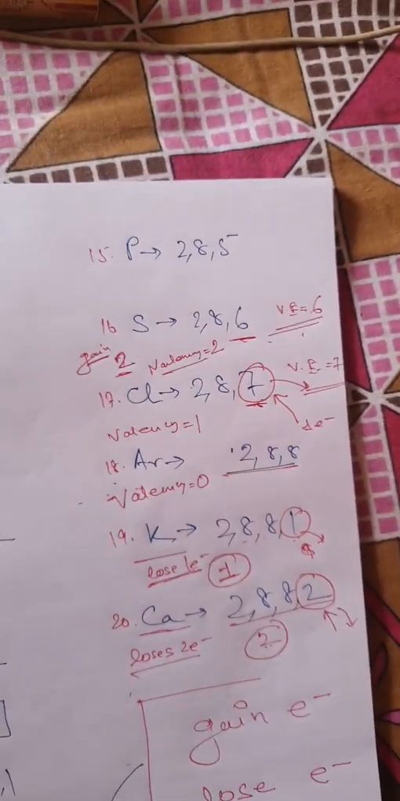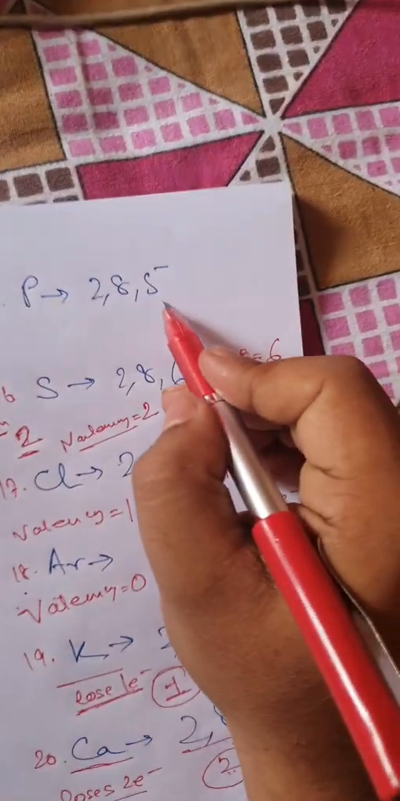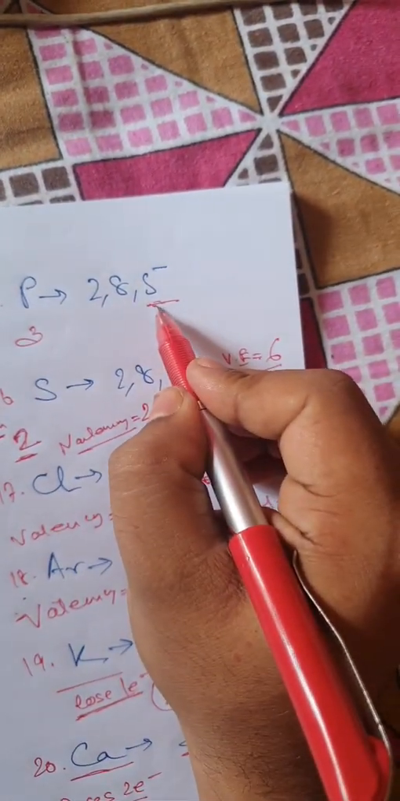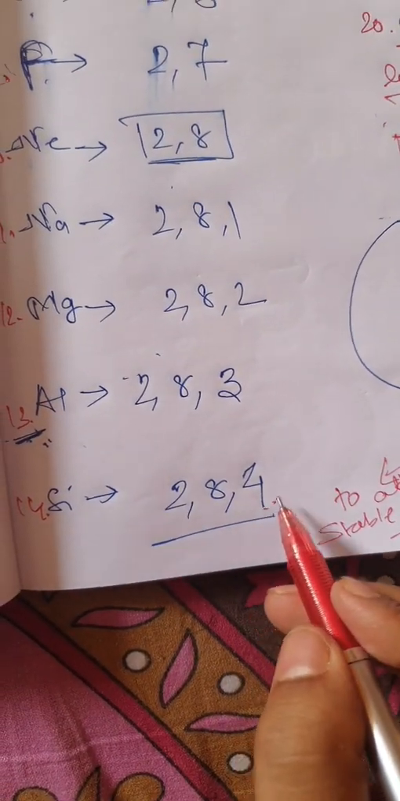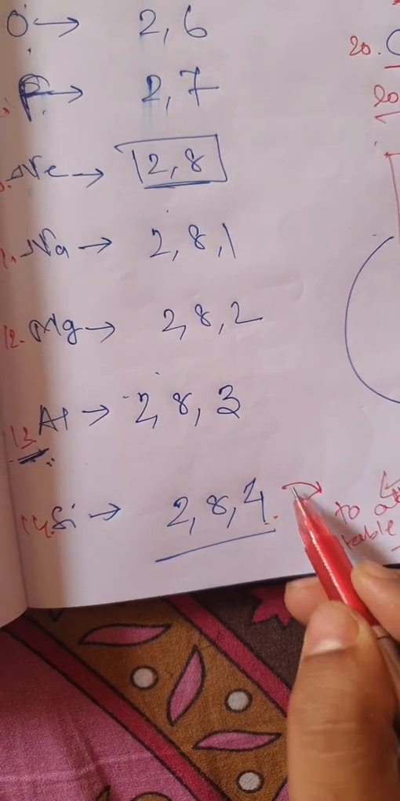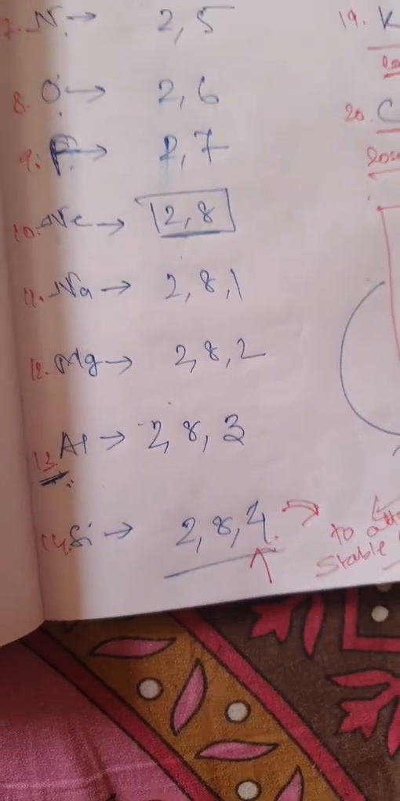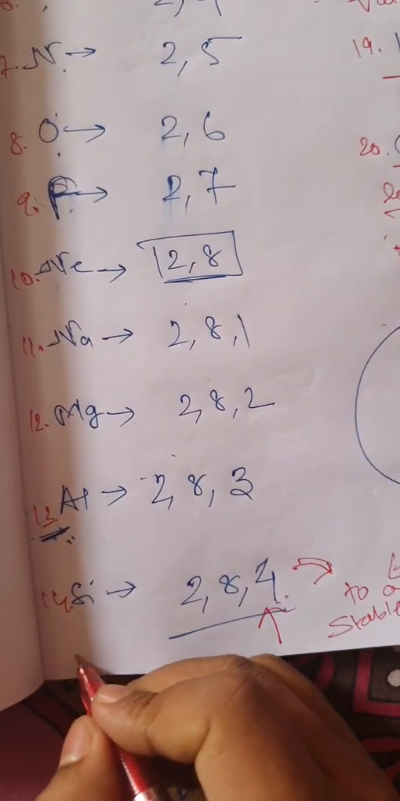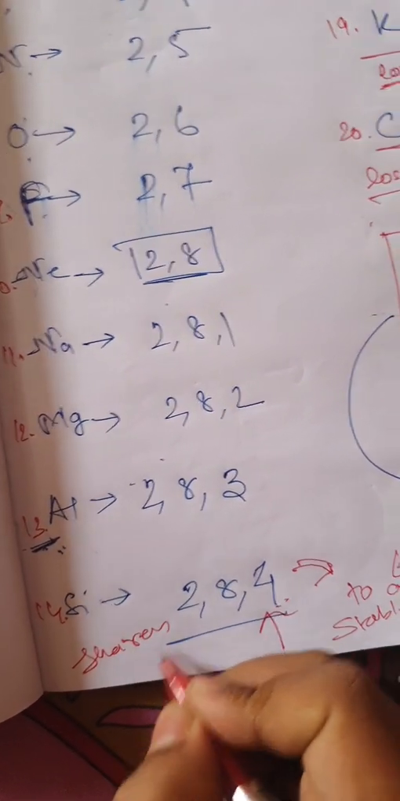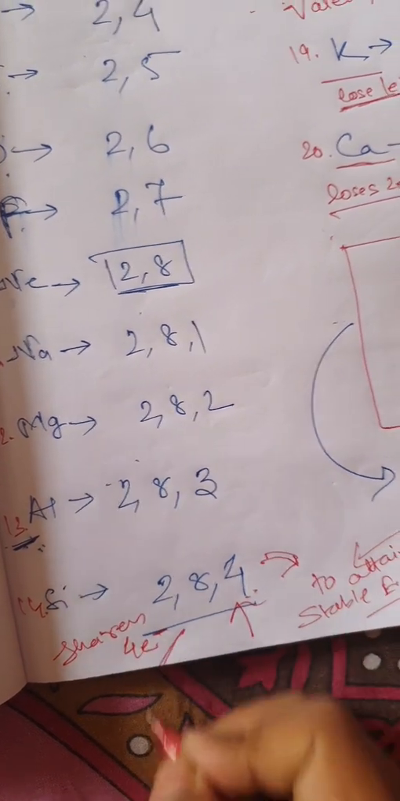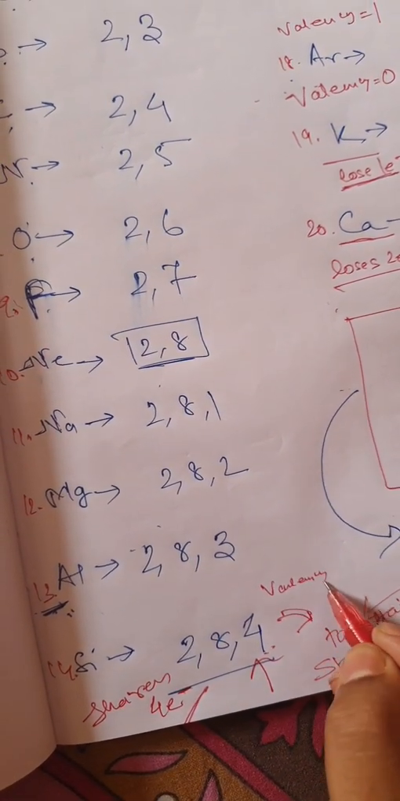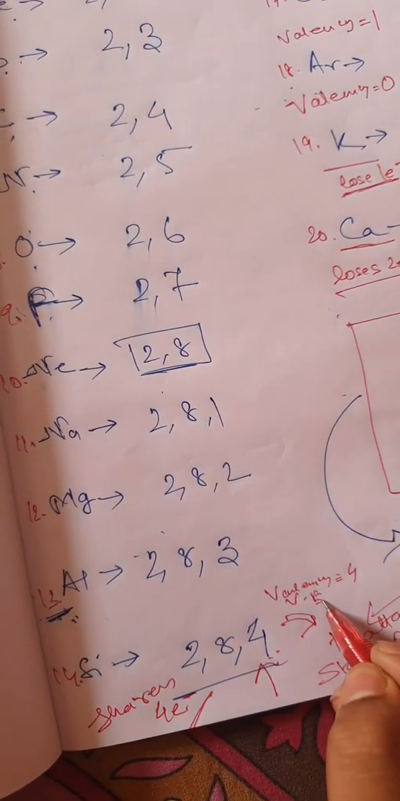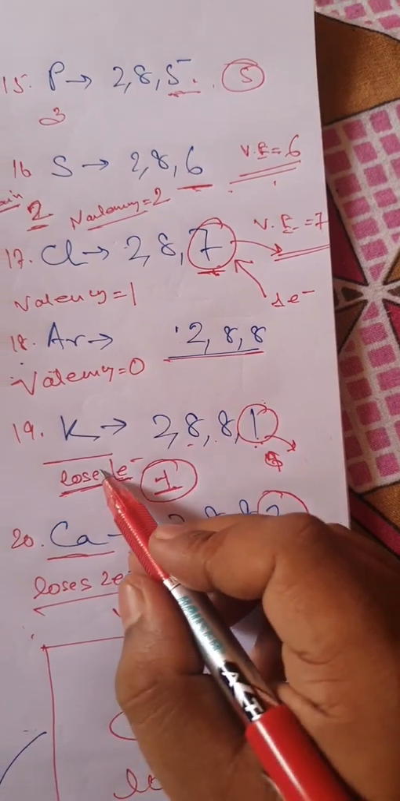So in this way you have to think for everyone. Here the valency will be 3 because it will gain 3 electrons, and the valence electron will be 5. In this case, donating 4 electrons, losing 4 electrons, or taking 4 electrons is the same case. So in this case it neither loses nor gains, it shares 4 electrons, and hence the valency is also 4 and the valence electron is also 4. Remember, in case of losing or gaining it is different, but here it shares.